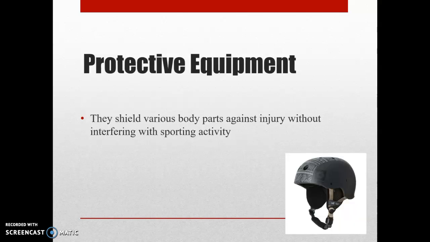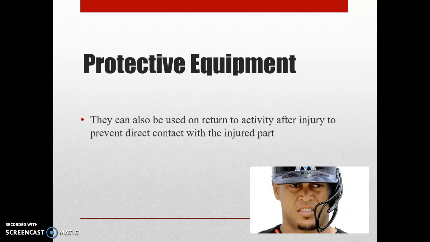Alright, so protective equipment just shields different parts of the body from certain types of injuries without hopefully interfering with whichever exercise or activity that athlete is completing. They can also be used on return to activity after someone has been injured to help protect a specific part that maybe the whole team might not have to wear, but after an injury, certain areas will need extra protection for that athlete to be medically cleared to play.